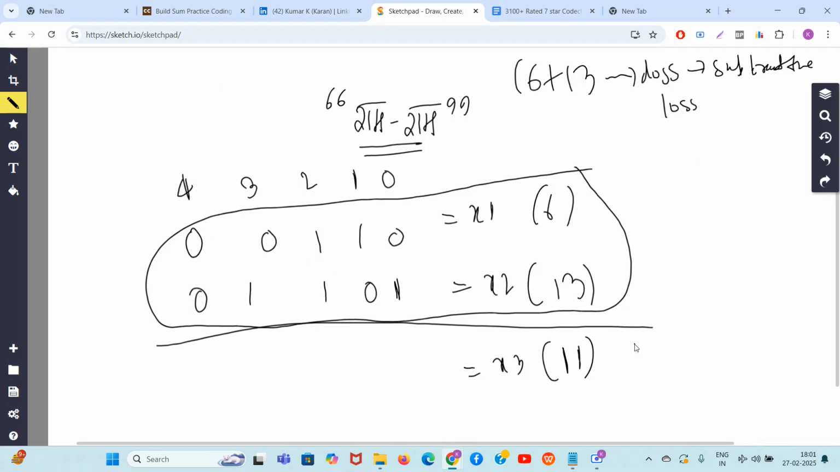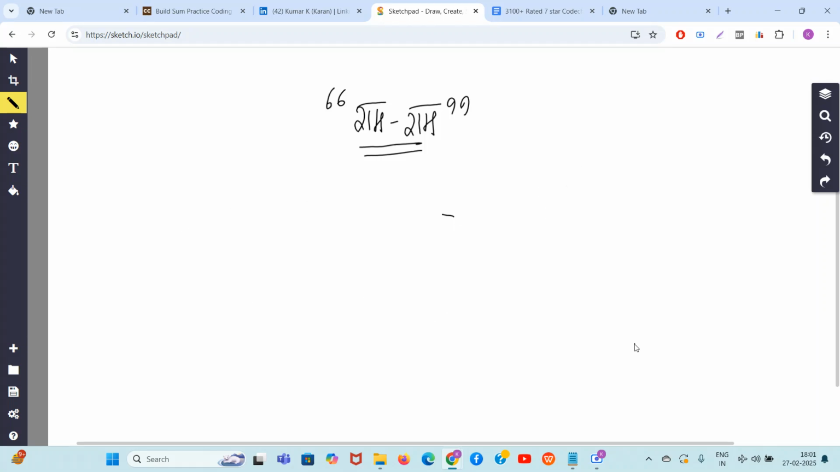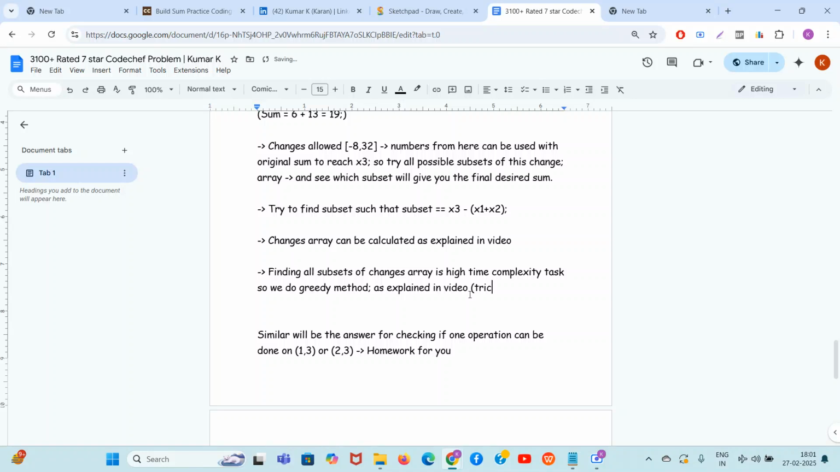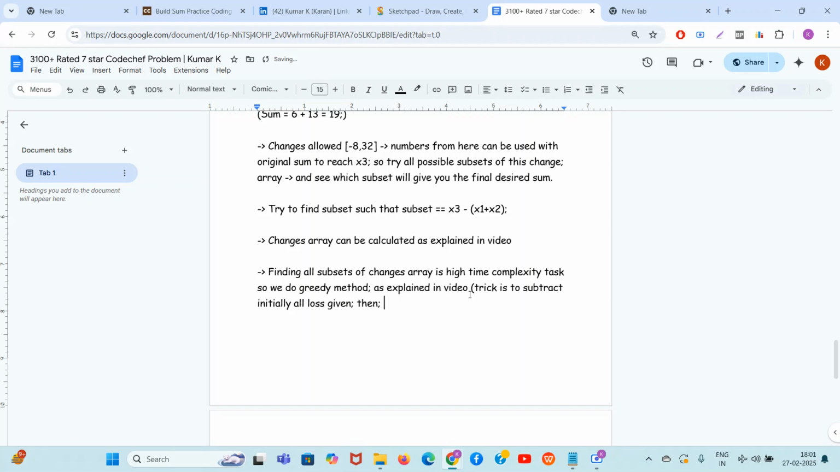So this makes the case very, very interesting, guys. Okay, let's take a final example and you will understand how subtracting in advance is making things so easy, because now your changes array will have only positive elements. Trick is to subtract initially all loss given, then the changes array will have only positive elements which are power of 2. It's very easy to find the subset sum if the changes array only has positive powers of 2.